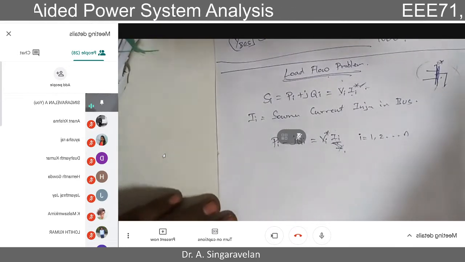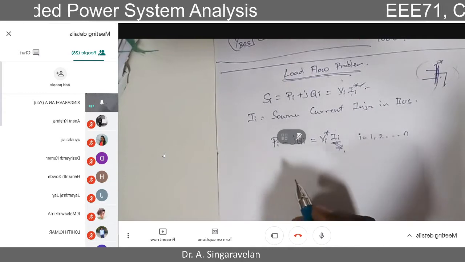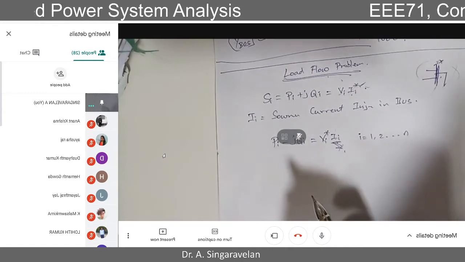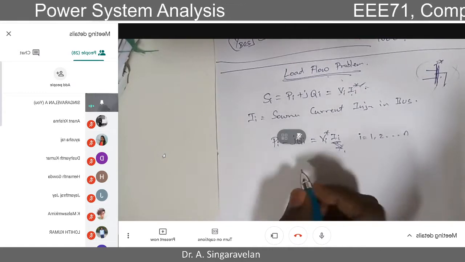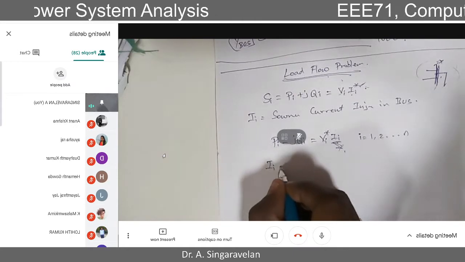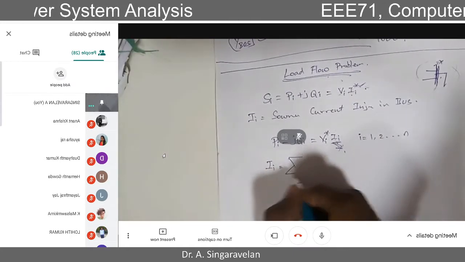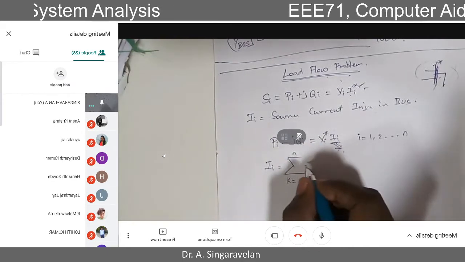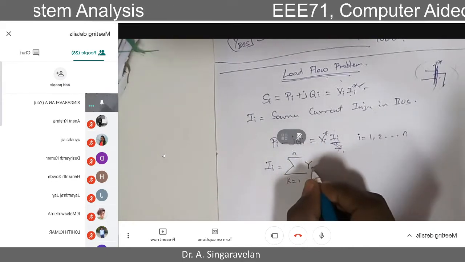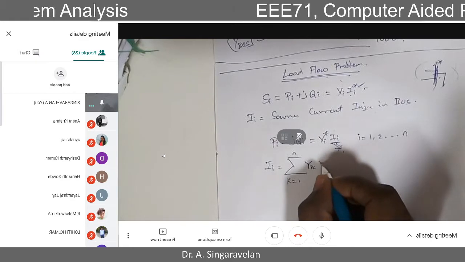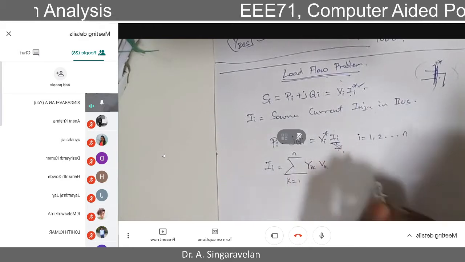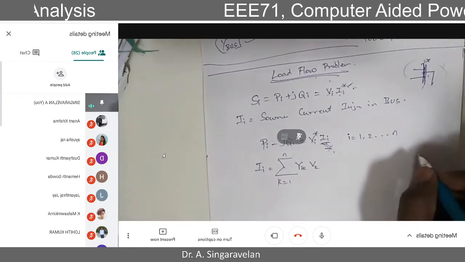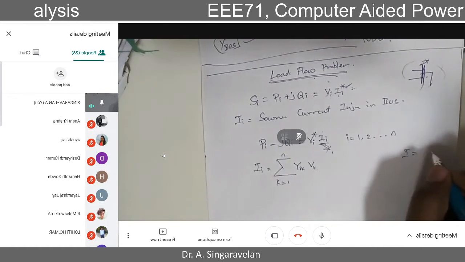And in general, I can tell this current Ii is nothing but the summation, starting from 1 to n, of Yik and Vk. Yik is nothing but admittance. We all know that we can write it in admittance form also.